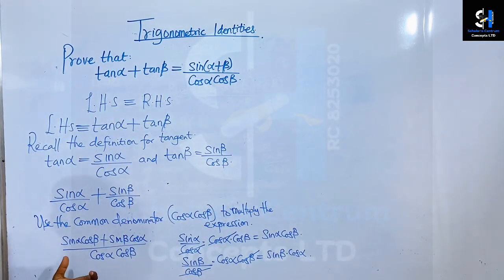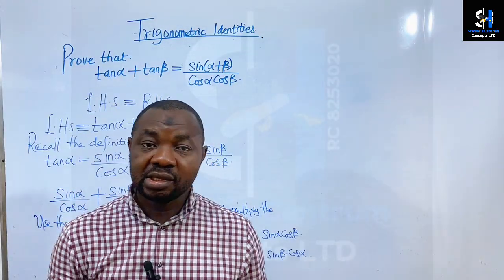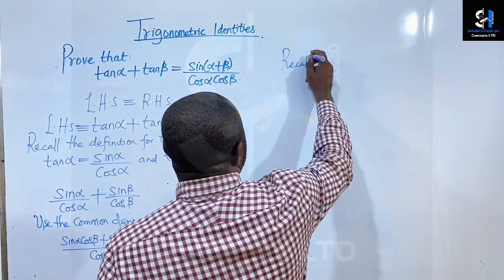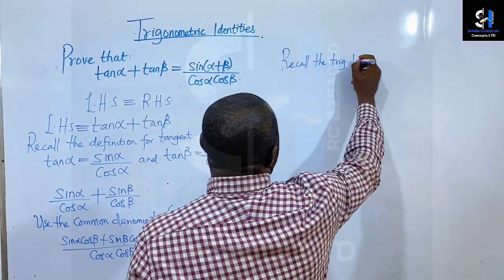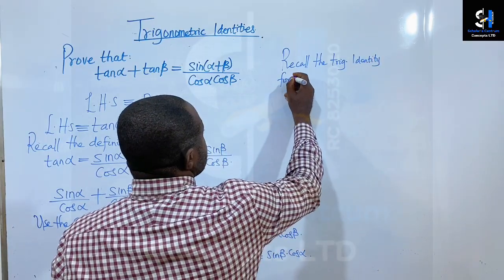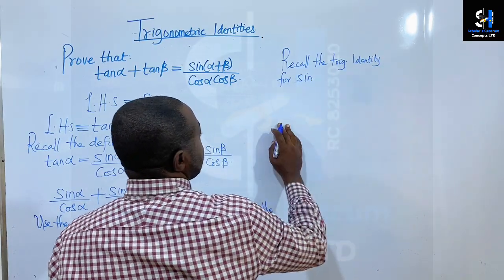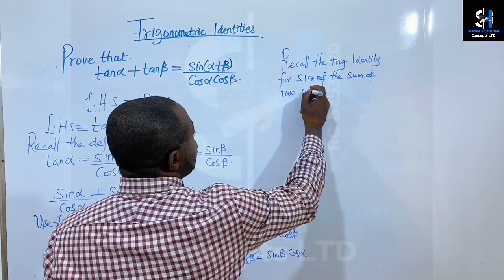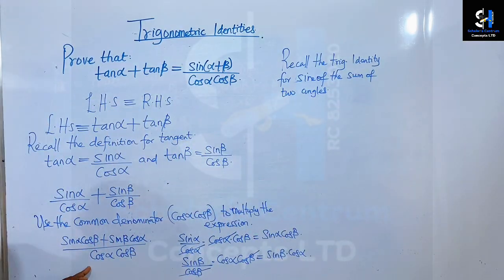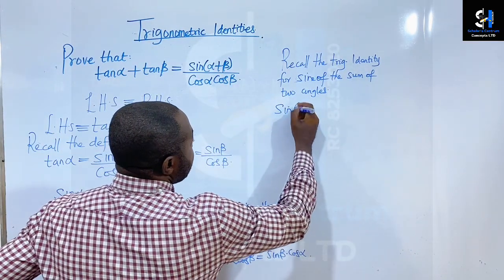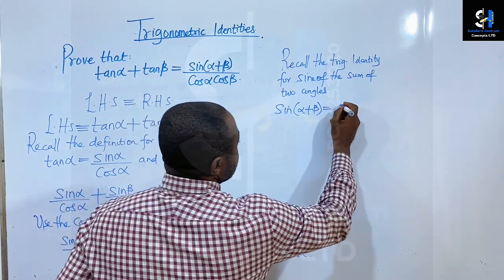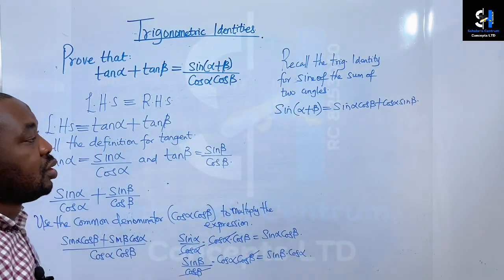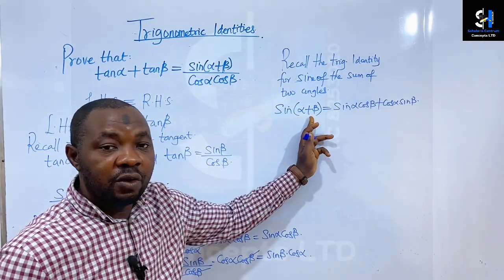In this case we have to recall one of the trig identities, the trig identity for sine of the sum of two angles. The two angles in this case are alpha and beta. So the sine of the sum of alpha and beta is sine alpha cos beta plus cos alpha sine beta. That is the identity for sine of the sum of alpha and beta.